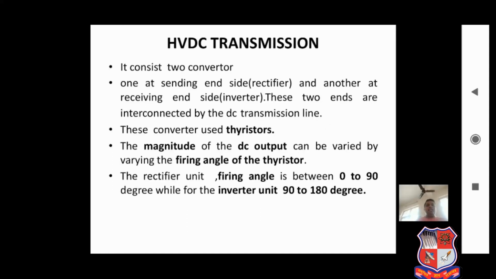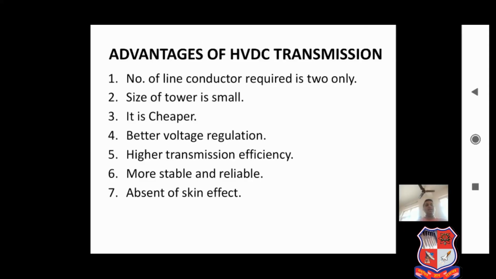Thyristors are used in the converter or inverter circuit. The magnitude of the DC output can be varied by varying the firing angle of the thyristor. For the rectifier units, the firing angle of the thyristors is kept between 0 to 90 degrees, and for inverter units, the firing angle of the thyristor is kept between 90 to 180 degrees.